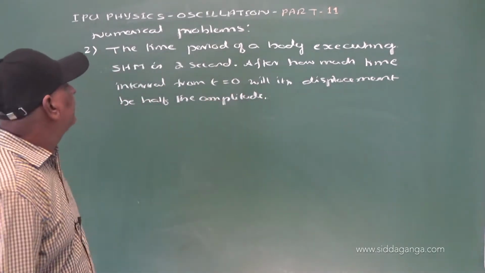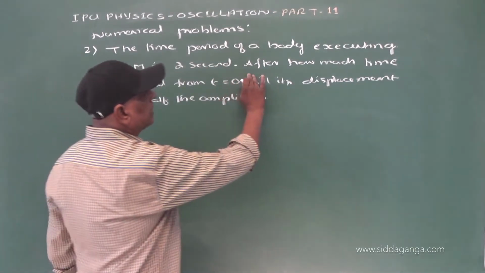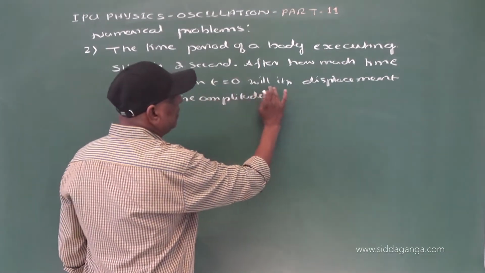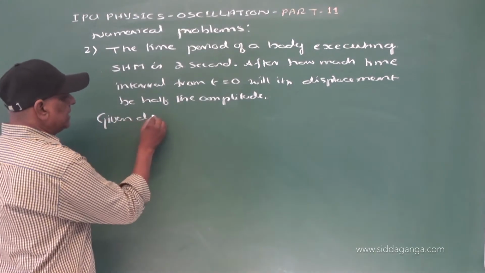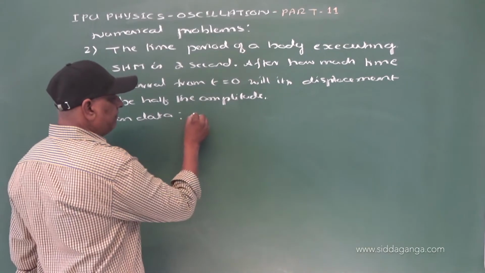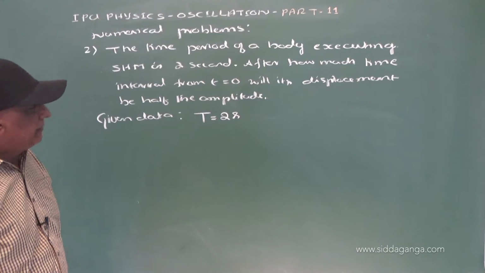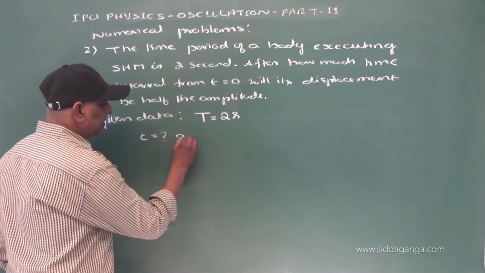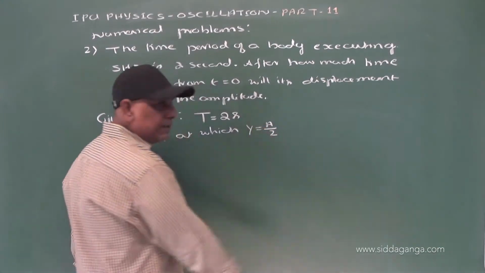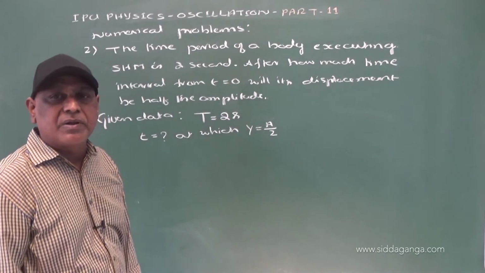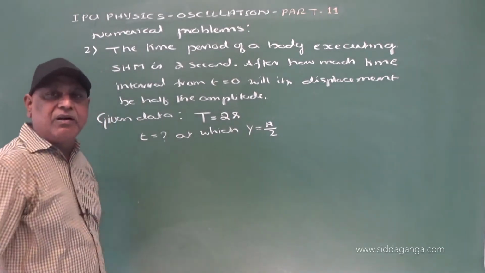Let us read the problem once again. The time period of a body executing simple harmonic motion is 2 seconds. Now after how much time interval from t is equal to 0 will its displacement be half the amplitude? Now the given data here, period of oscillation is given, T is equal to 2 seconds, right? Now what we need to find? We need to find the time interval t is equal to what? At which the displacement of the particle is half of the amplitude, where capital A represents the amplitude of simple harmonic motion, right? So capital T is given, y is equal to A by 2, we need to find the value of time t.